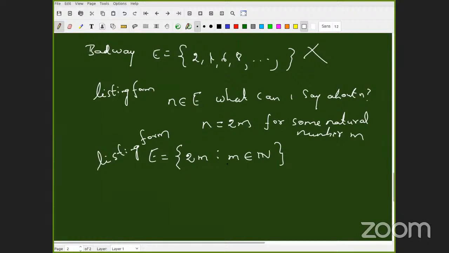It generates how? I will put M equal to 1, then I will get 2. If I put M equal to 2, I will get 4. If I put M equal to 3, I will get 6. Okay, this is listing form. Better way. Same thing, we have not done anything different, but this is better way of listing.